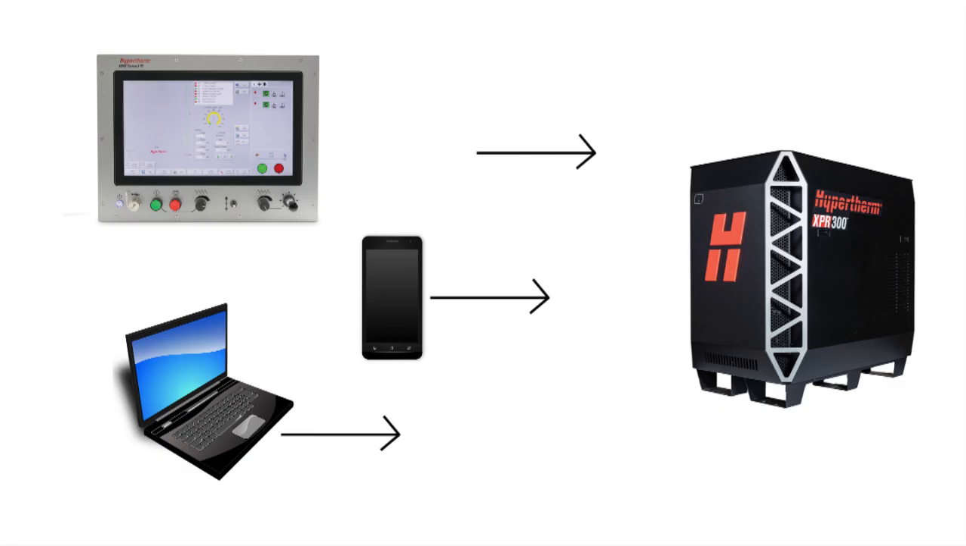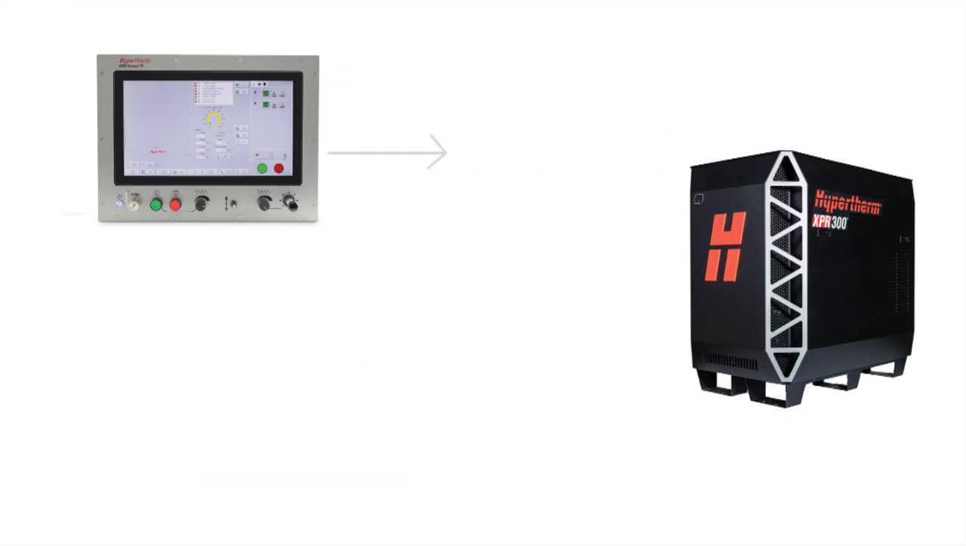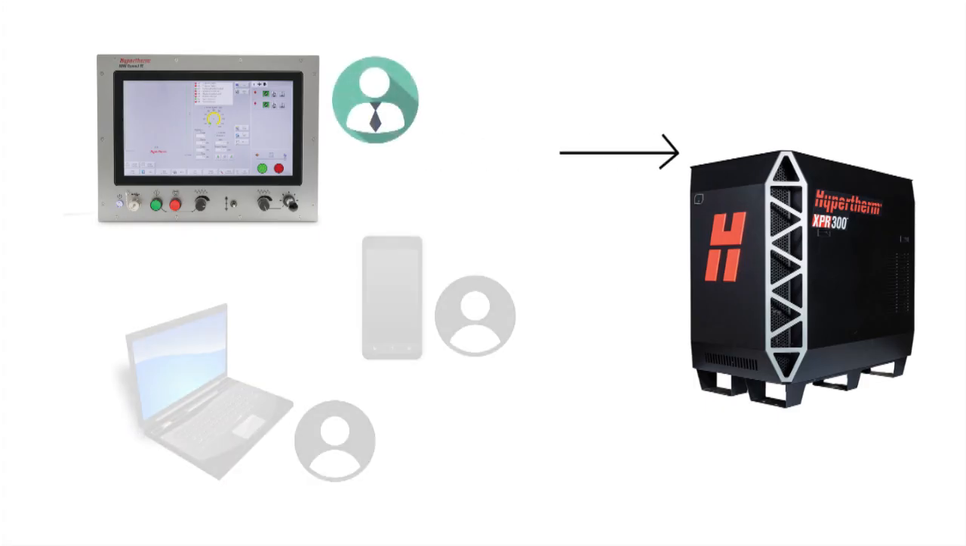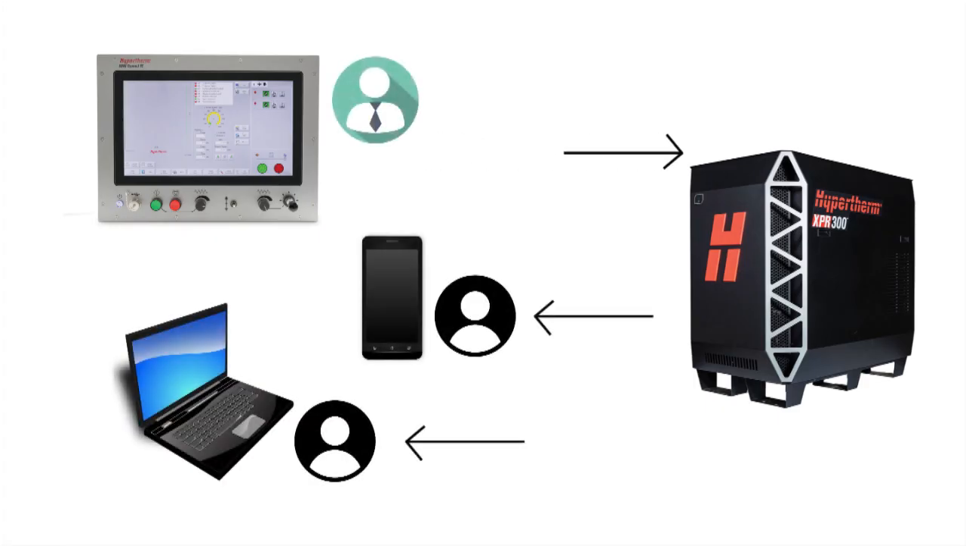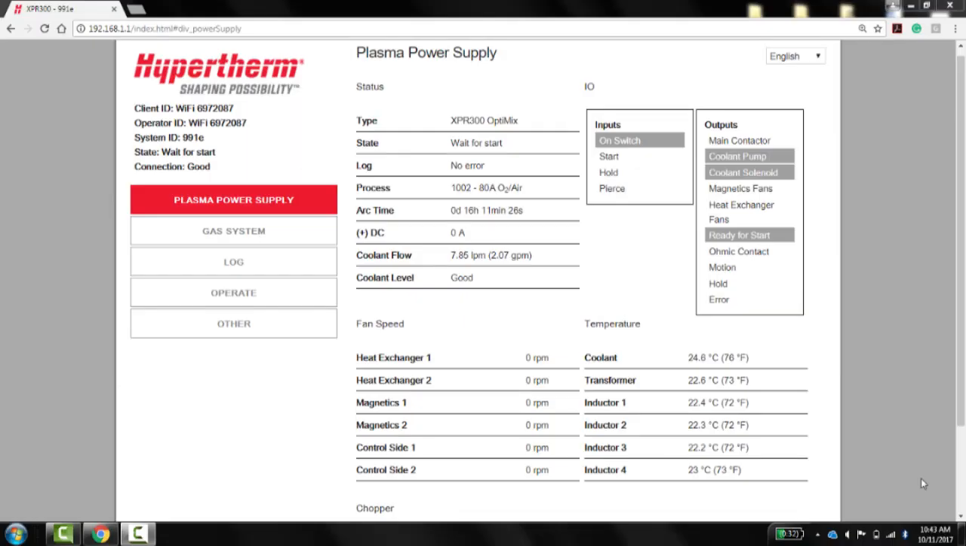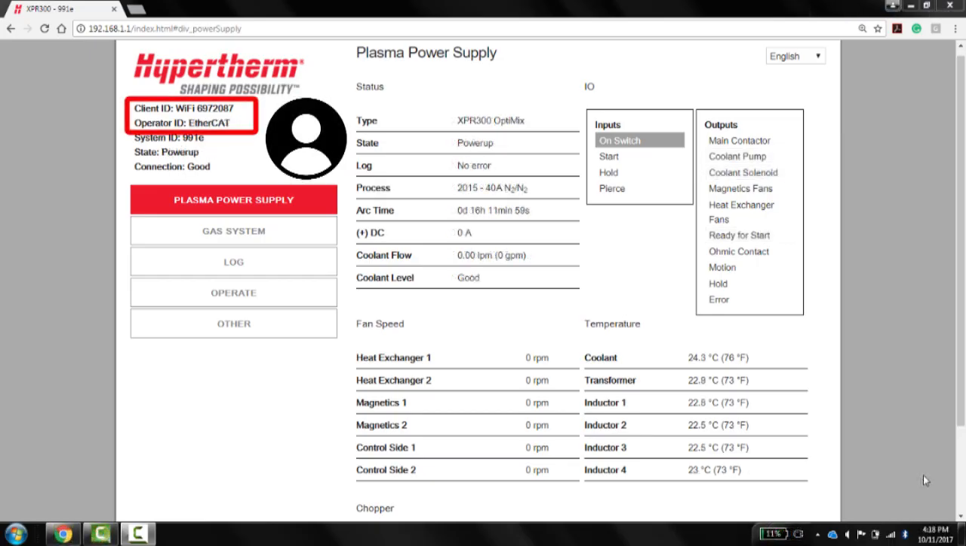The device that sets a process first controls the plasma power supply. For example, if the CNC sets the process, all other devices can only view the data, not control the system in any way. If the client ID and the operator ID are the same, you are in control of the plasma power supply and can set a process. If they do not match, the operator ID is the device in control of the system.